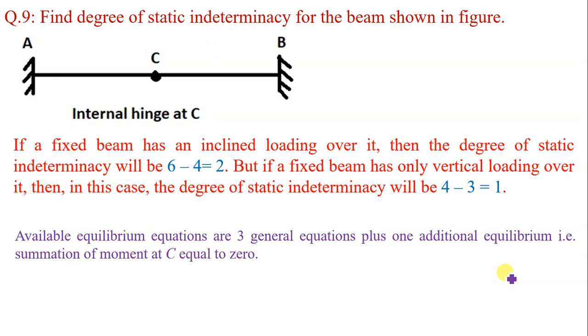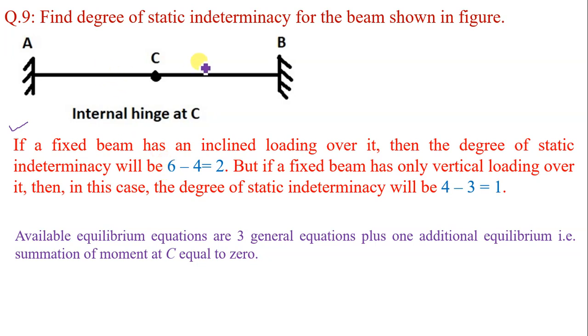Question number 9. Find degree of static indeterminacy for the beam shown in figure. So this is the beam fixed at A, fixed at B, and there is an internal hinge at C. Now please read this statement carefully. If a fixed beam has an inclined loading over it, then the degree of static indeterminacy will be equal to 6 minus 4 is equal to 2.